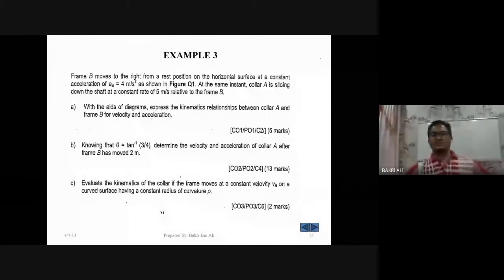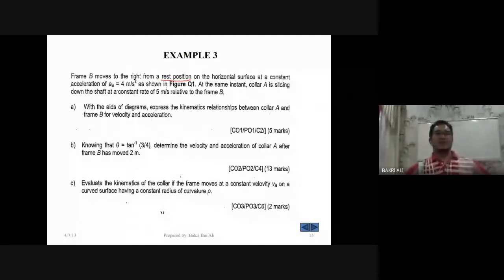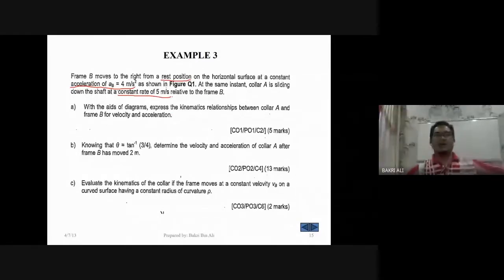Now this is a sample. Frame B moves to the right from rest on the horizontal surface at a constant acceleration of AB equal to 4 meters per second squared. As shown in figure Q1, at the same instant, collar A is sliding down the shaft at a constant rate of 5 meters per second relative to frame B. Determine the velocity and acceleration of collar A after frame B has moved 2 meters.